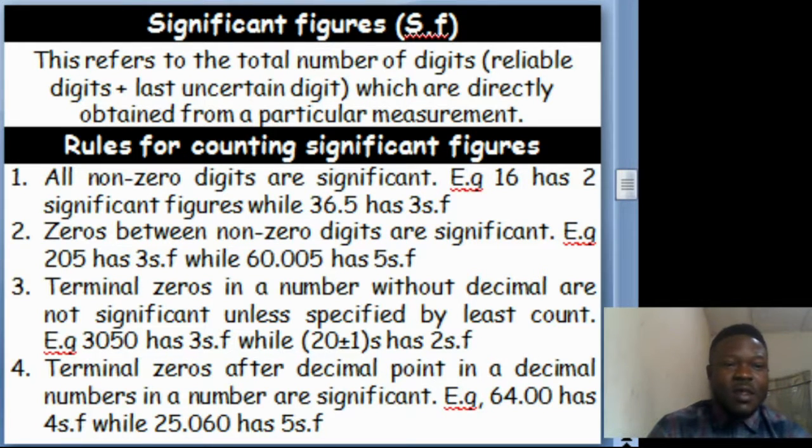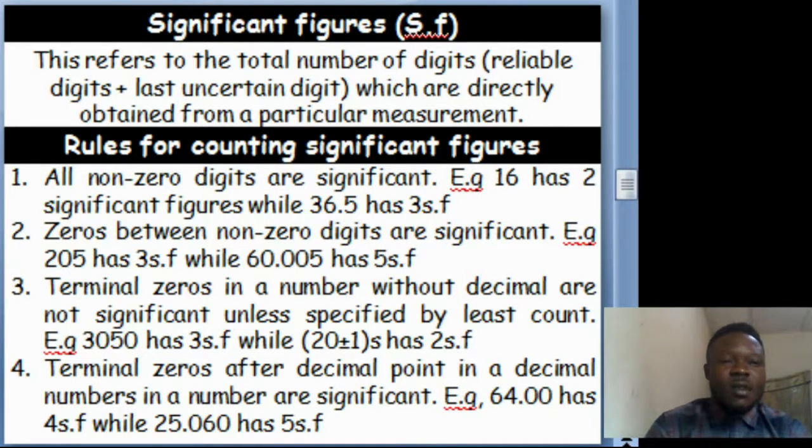Now, if we have zeros between two non-zero digits, like 2.05, you see, there's a zero between 2 and 5. The zero will be counted as a significant figure. That's why we have three significant figures in 2.05. Now look at the other one, 60.005 has 5 significant figures. That is 1, 2, 3, 4, 5.